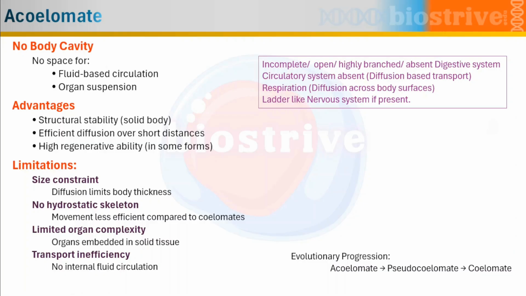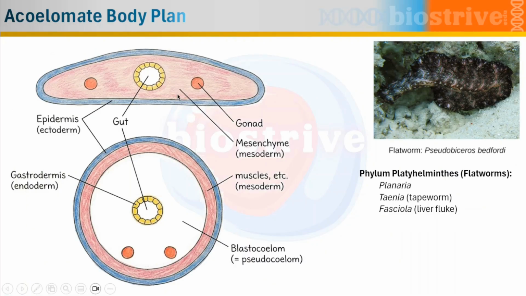But what are the limitations of this acoelomate body plan? The first limitation is obviously the size constraint. Diffusion is only for short distances, so there cannot be a very large body. They are very small organisms. There is no hydrostatic skeleton, so movements are less effective as compared to other proper coelomate organisms. There is limited organ complexity, so organs have to be freely suspended. As you can see, the gonads are freely suspended in this mesenchyme tissue.